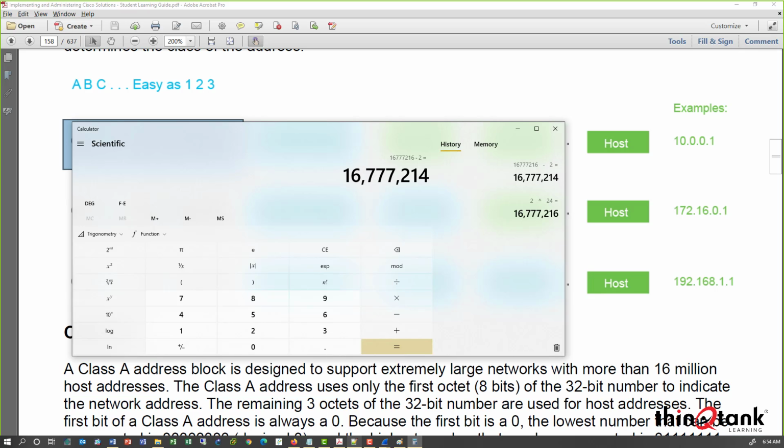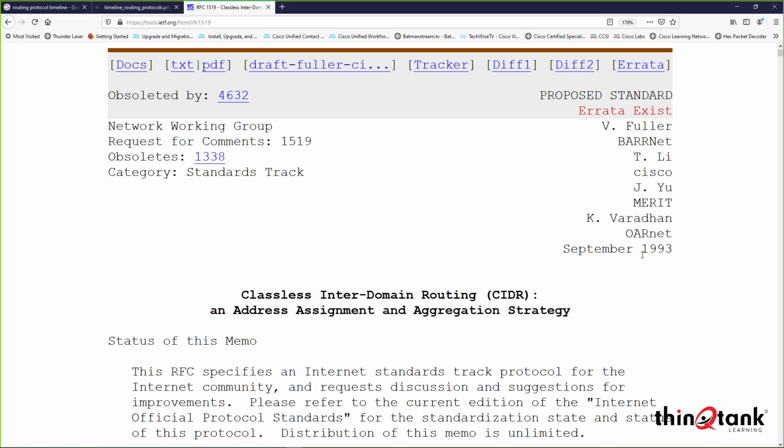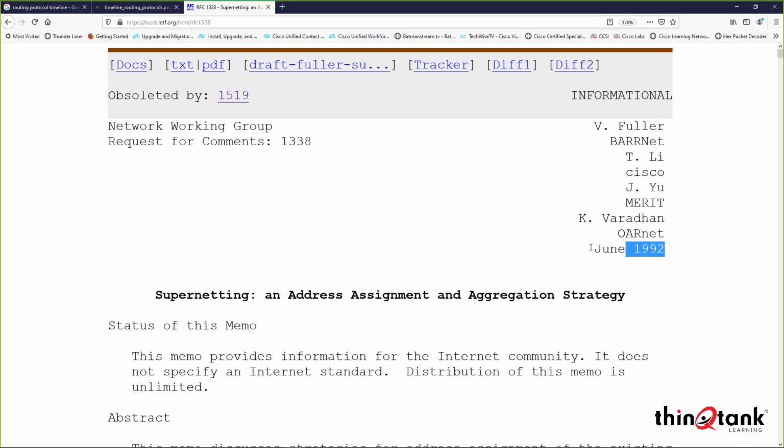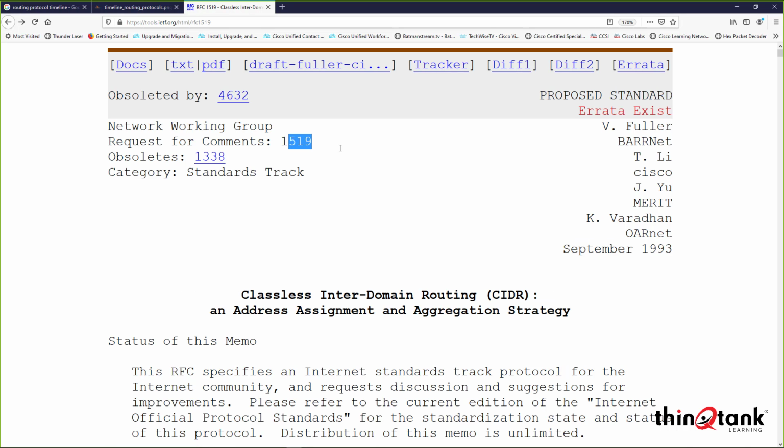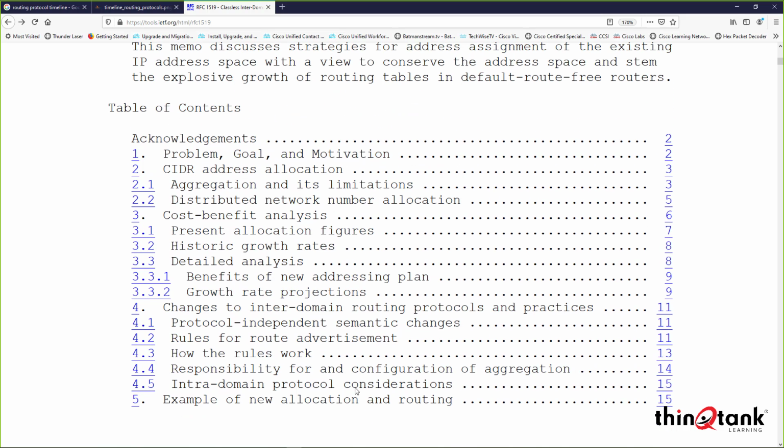So this RFC was released in 1993. Actually, the original RFC was 1338, which was released in 1992. Supernetting and address assignment and aggregation strategy, similar. But basically this 1519 RFC identifies how we can change how interdomain routing protocols work by sending subnet mask information along with routing information. Which means now subnetting can exist, variable length subnet masks can exist, and so on.